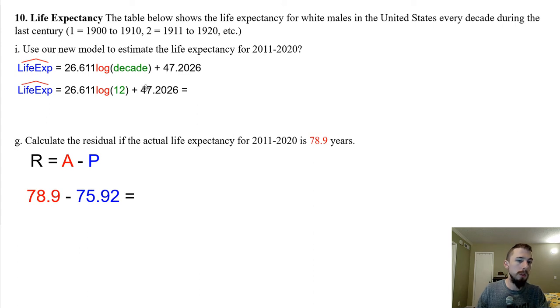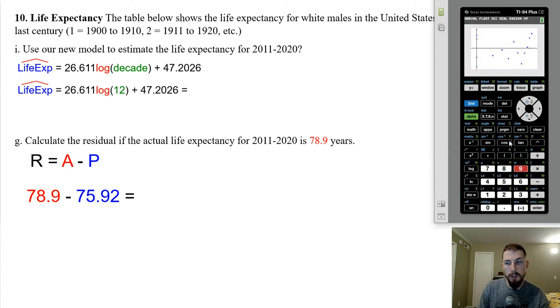Then, of course, we want to use our new model to estimate the life expectancy for white males from 2011 to 2020. So that's actually going to be the 12th decade since 1900. Since the last century is one way of saying that. So we're going to plug in the logarithm of 12. So it's not just 12 into our equation. Remember, it's a log of 12 because the calculator didn't know that we did the logarithm first. It just took the data itself. So we need to plug in the log of 12 into our equation, which is kind of odd, but that's why we're doing it now, so that you have some practice.